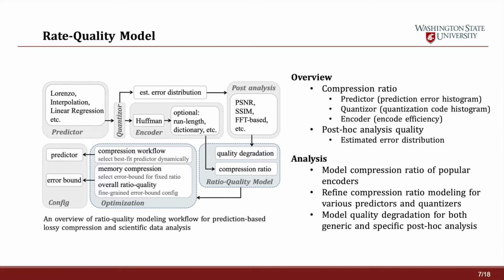The theoretical analysis for this mainly has three steps. One is that we want to model the compression ratio of popular encoders, Huffman and other lossless encoders, and refine the compression ratio model for various predictors and quantizers. And we also want to model the quality degradation for the post-analysis, for both generic and specific post-hoc analysis.